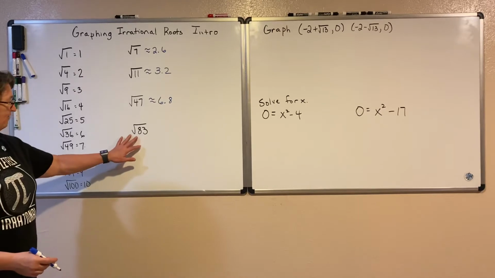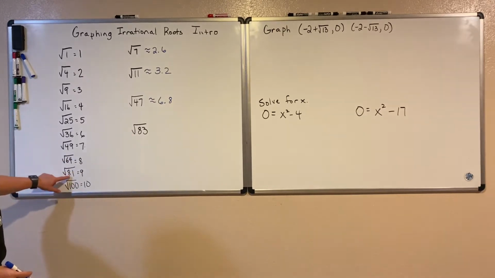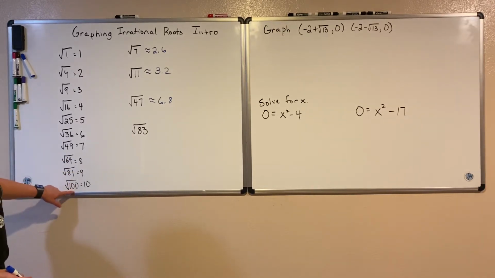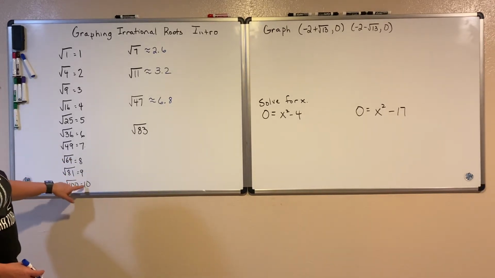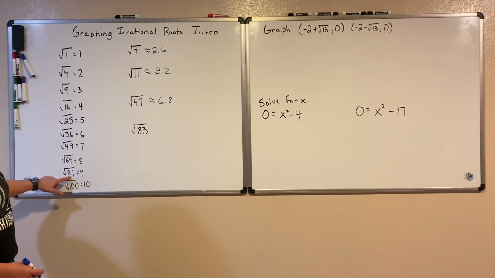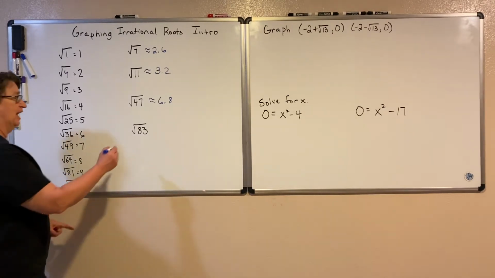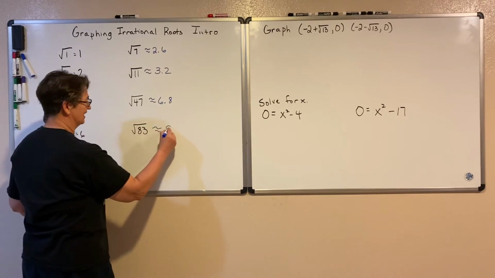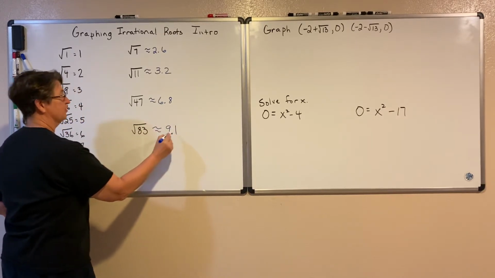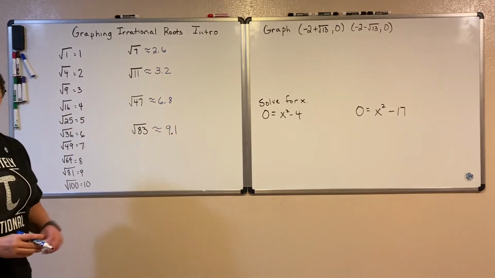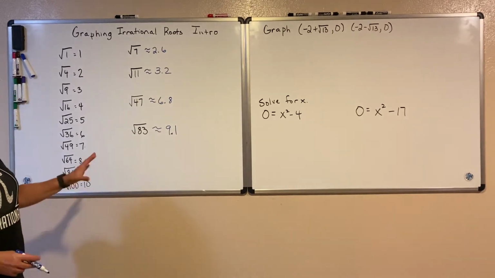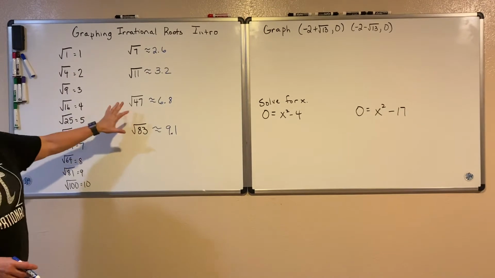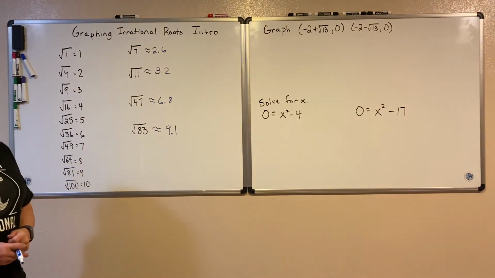The square root of 83, well, 83 is between 81 and 100. So the square root of 83 is between 9 and 10. Again, it's closer to 81 than to 100, so I know it's closer to 9. So maybe it's like 9.1-ish. So we're just giving an approximation of those values. We're approximating, and we're using our perfect squares to help us with these ones that are not so nice and pretty.